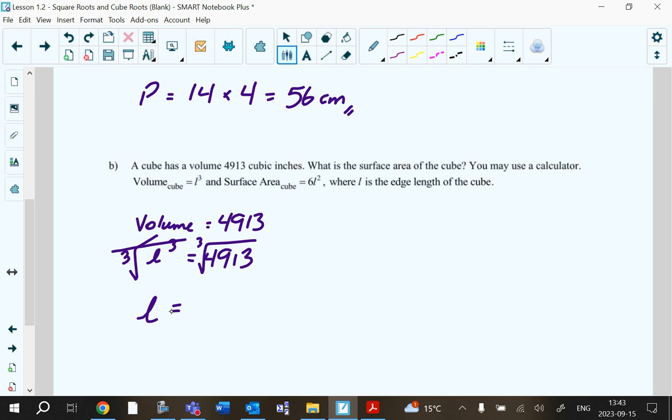And that gives us 17. So 17 inches. Now that we've got the side, use the surface area formula to find the surface area. So you got to go 6 times 17 squared. Remember, do proper order of operations. Squared first, then times 6.